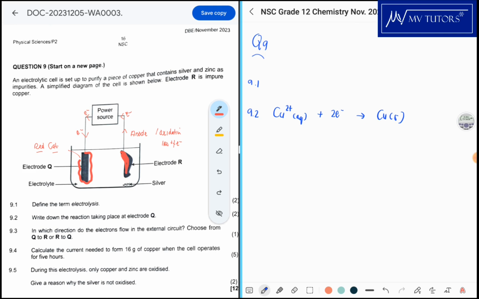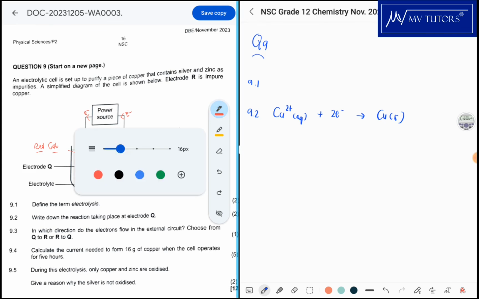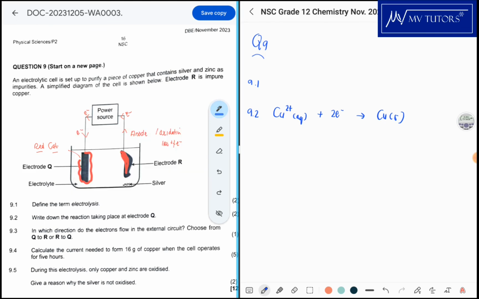But whenever you are dealing with the anode, on this side, you swap things around. So you start with your solid and then you end up with your ions and electrons. That's what happens at the anode.